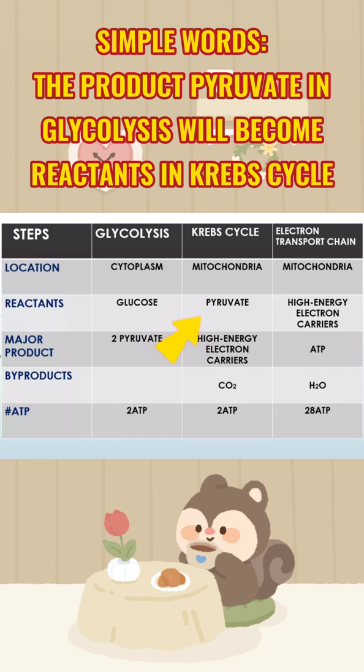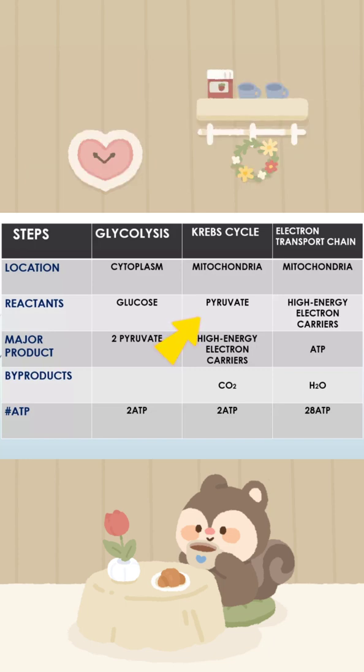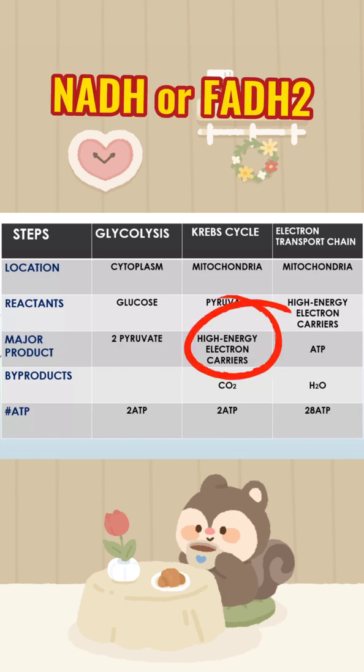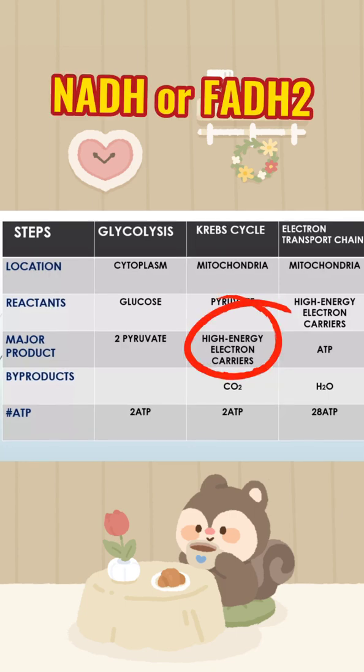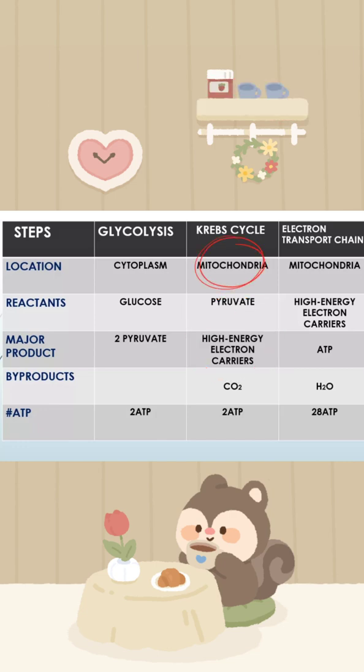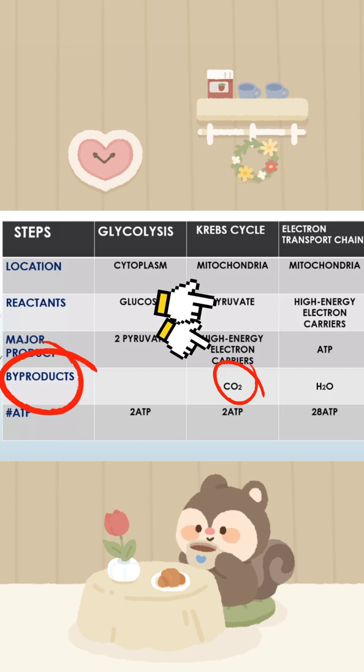As a result of Krebs cycle, pyruvate becomes a product. In this case, pyruvate will turn into some high energy electron carriers. You may see these high energy electron carriers written as NADH and FADH2. Again, in the mitochondria, pyruvate turns into the high energy electron carriers. One of the byproducts of this reaction is carbon dioxide.